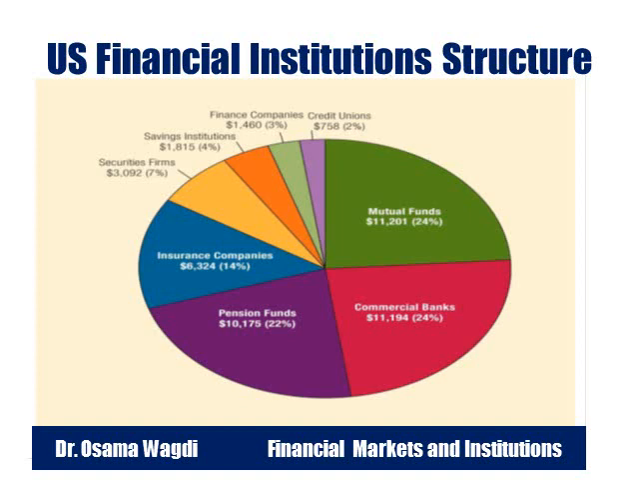U.S. financial institutions are structured as follows: mutual funds take 24 percent, commercial banks also 24%, insurance companies 14%, pension funds 22%.